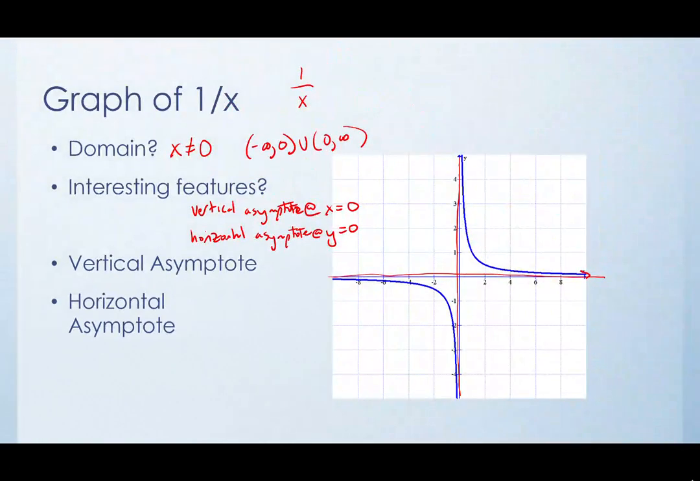There we go. Okay, so that's a good place to break, and we'll start the next section talking about vertical asymptotes.